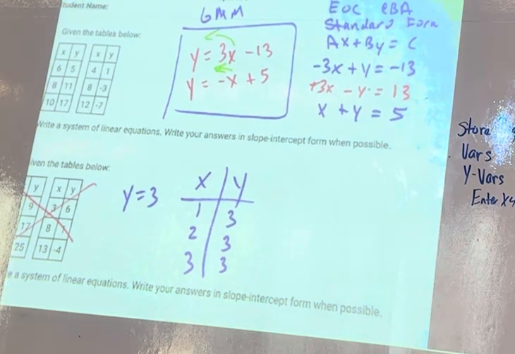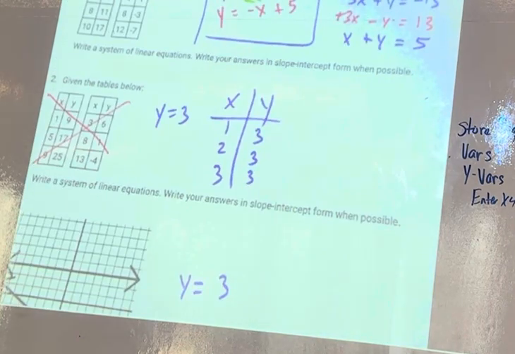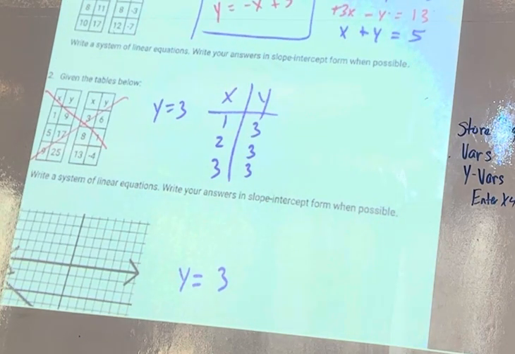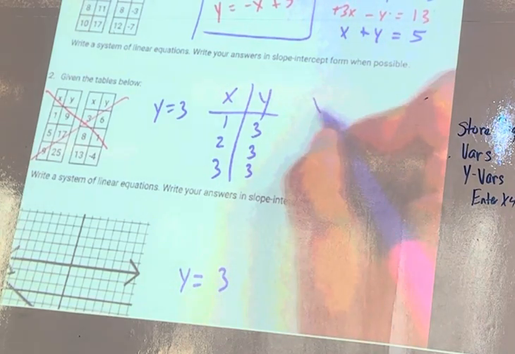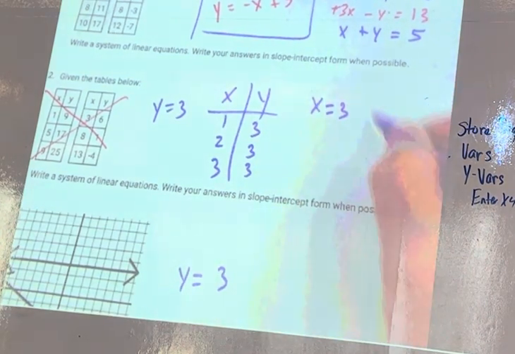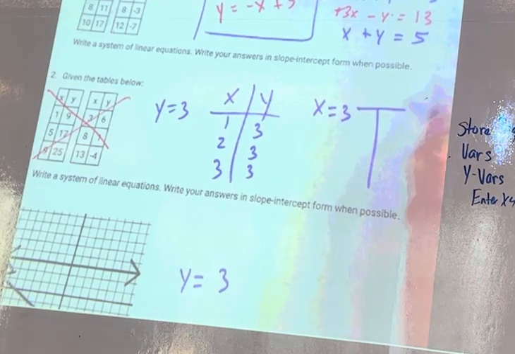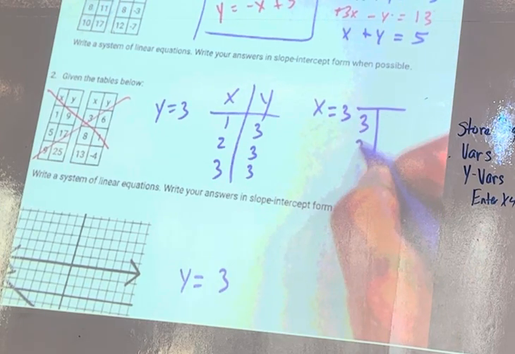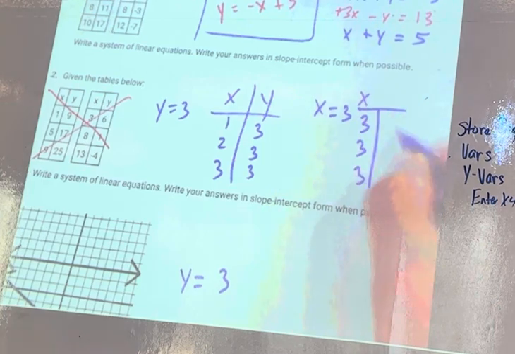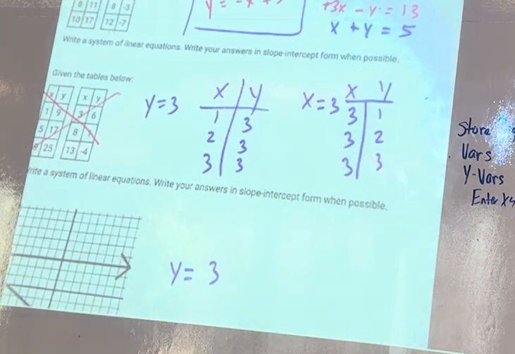So if you see an equation where all of the y values are the same, stop. No reason to put it in stat because it's either going to be x equals or y equals. So what's the opposite of y equals something? X equals. So if x equals 3, what would our table look like? It'd be the same thing, just opposite, where x is 3s and y's can be anything. So if you try to put that second table into stat, what does it give you?